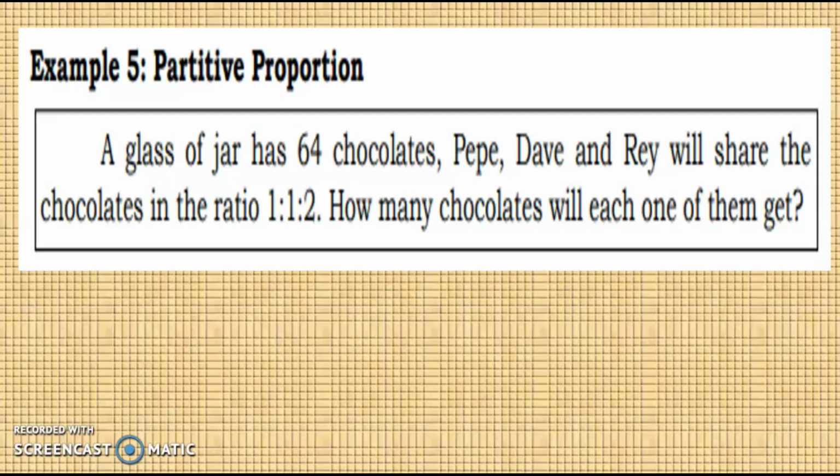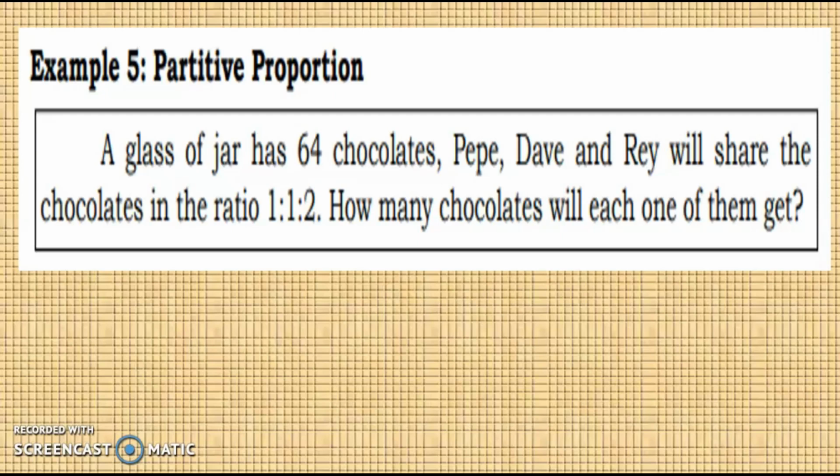Okay, let's read the problem. A glass jar has 64 chocolates. Pepe, Dave, and Ray will share the chocolates in the ratio of 1:1:2. So, how many chocolates will each one of them get? So, dito, meron 64 chocolates. Ngayon, si Pepe, si Dave, tsaka si Ray, mag-share sila. Kaya lang, yung ratio ay 1:1:2. Yung kay Pepe is 1, kay Dave, 1, and then kay Ray, 2. So, for every 1 part kay Pepe, 1 part kay Dave, 2 kay Ray.